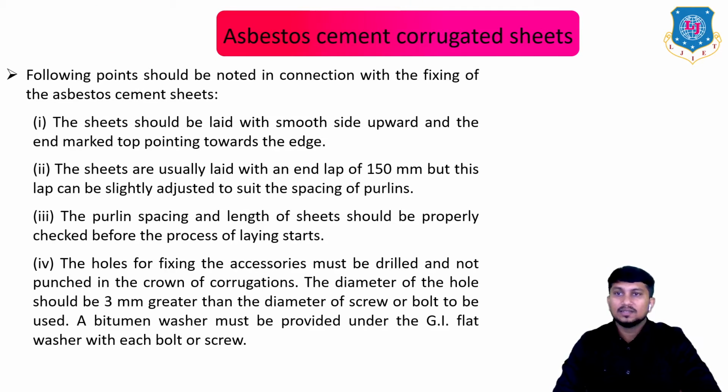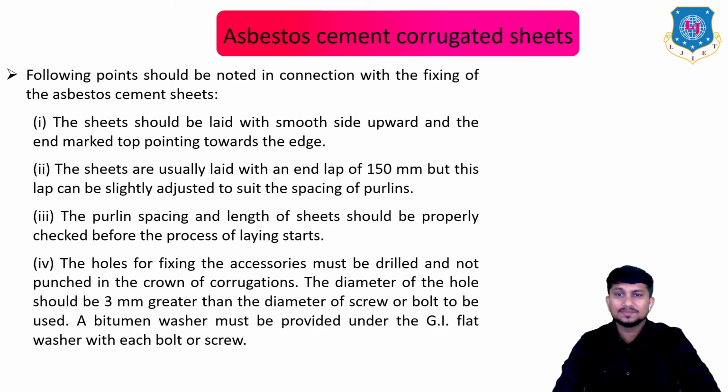Now let's see what are the points to be considered while fixing these asbestos cement sheets. First, the sheet should be laid with the smooth side upward and the end marked top pointing towards the edge. Then the sheets are usually laid with an end lap of 150 mm, but this lap can be slightly adjusted to suit the spacing of purlins.